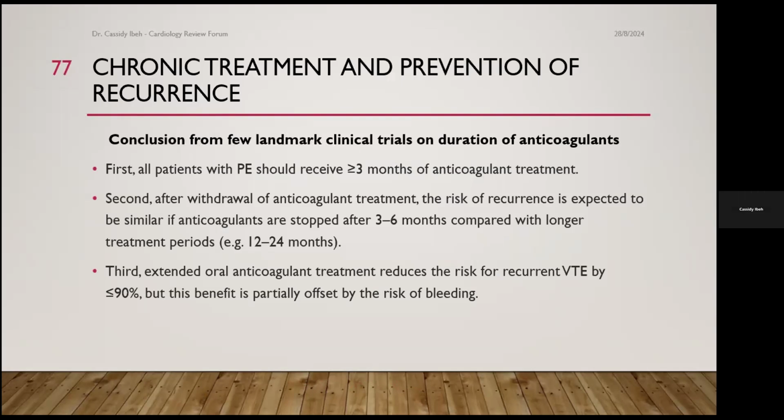Now, the chronic treatment and prevention of recurrence. There are a few landmark clinical trials that have stated something on the duration of anticoagulation. First, all patients with PE should receive at least 3 months of anticoagulant treatment. Second, after withdrawal of anticoagulant treatment, the risk of recurrence is expected to be similar if anticoagulants are stopped after 3 to 6 months compared with longer treatment periods. Thirdly, one of the conclusions is that extended oral anticoagulant treatment reduces the risk of recurrent VTE by up to 90%, but this benefit is partially offset by the risk of bleeding.